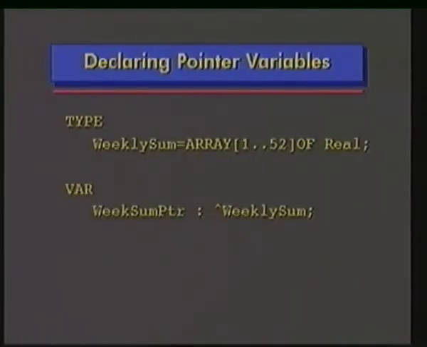This example shows the declaration for a pointer variable that points to the weekly sum data type. So the variable points to an array type. Note that the caret, or up arrow character, is used to designate pointers. It literally means that the variable is declared as a pointer to the type that follows.